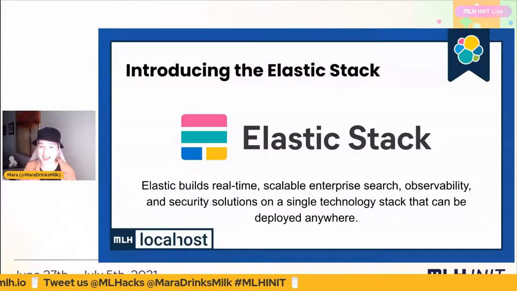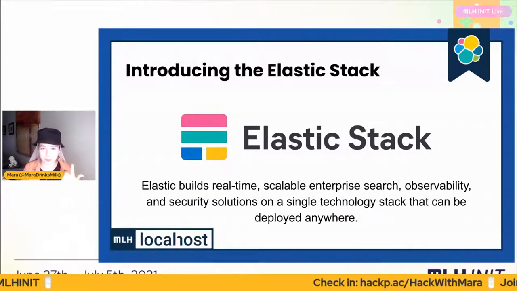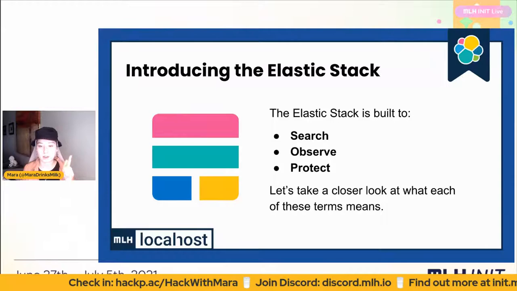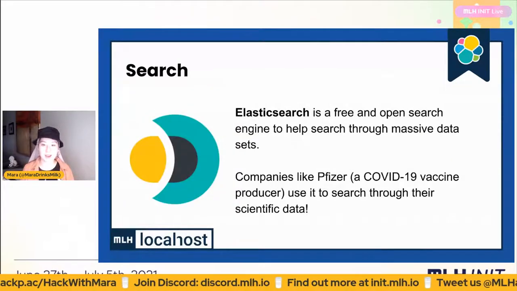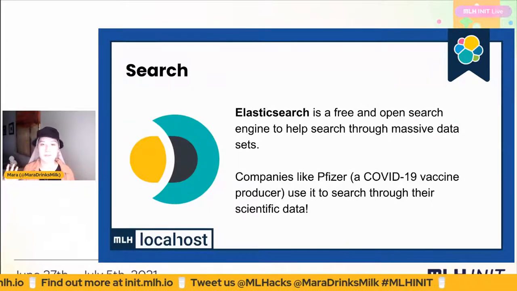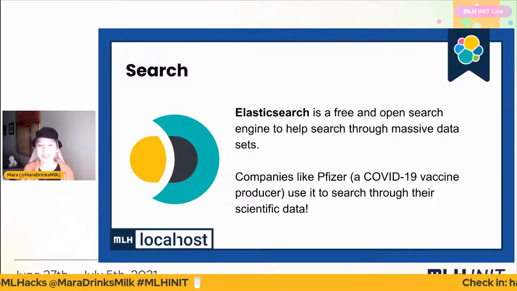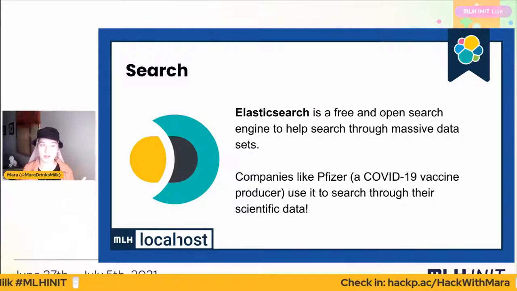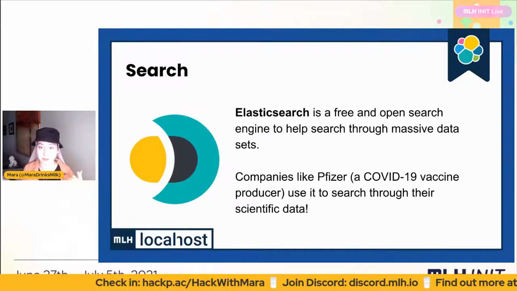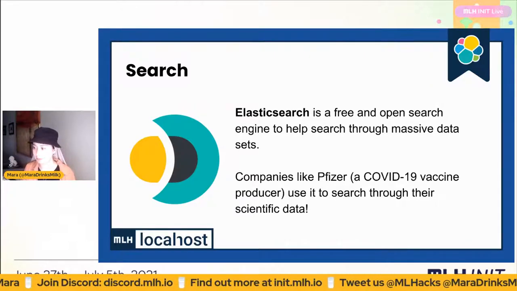Now, while I'm talking about ElasticStack, you're going to hear me say a lot of things like free and open source. So with ElasticStack, there's three main things: search, observe, and protect. So what exactly do those mean? First up is Elasticsearch. This is just a search engine to help us go through massive data sets, which is really cool because companies like Pfizer, a COVID-19 vaccine producer, I think one of the big ones at least in the United States, use it to search through all their scientific data. So what we're using as hackers gets used in the real world by these large companies.